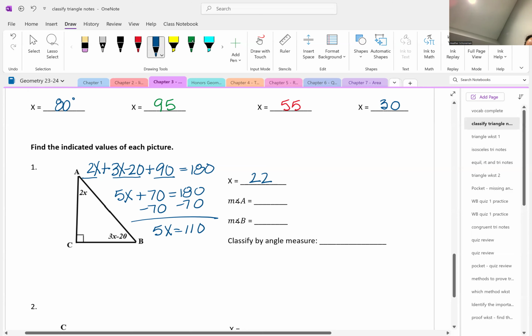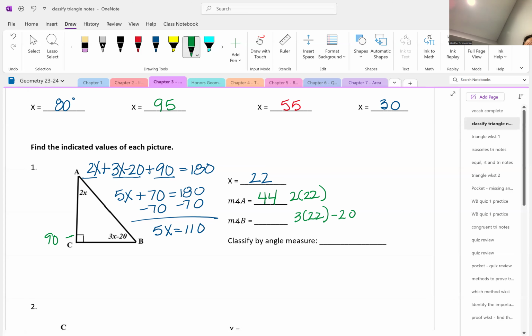Now that I know x is 22, I can plug it in and find the other angle measures. This one I already know. C, you don't have to do any work. C is just 90. But this one over here would be 2 times 22, which would be 44. This one over here would be 3 times 22 minus 20. So you'd have 66 minus 20, which would be 46. So we figured out that this angle here was 44 degrees, and this one was 46 degrees. We knew this one was 90.